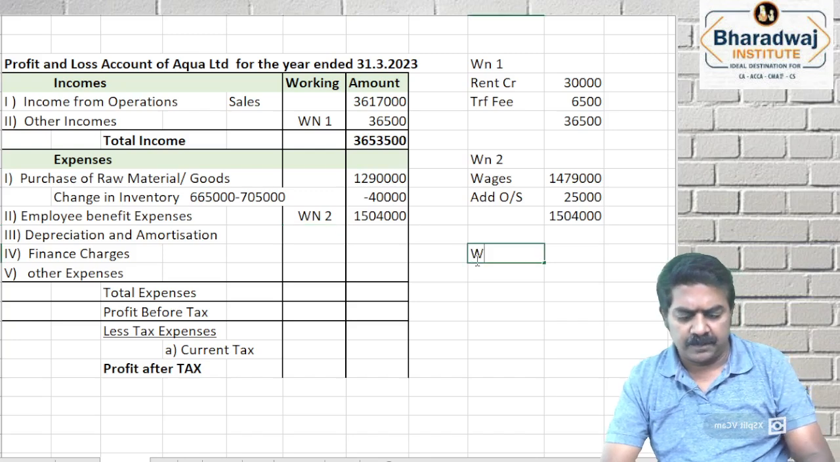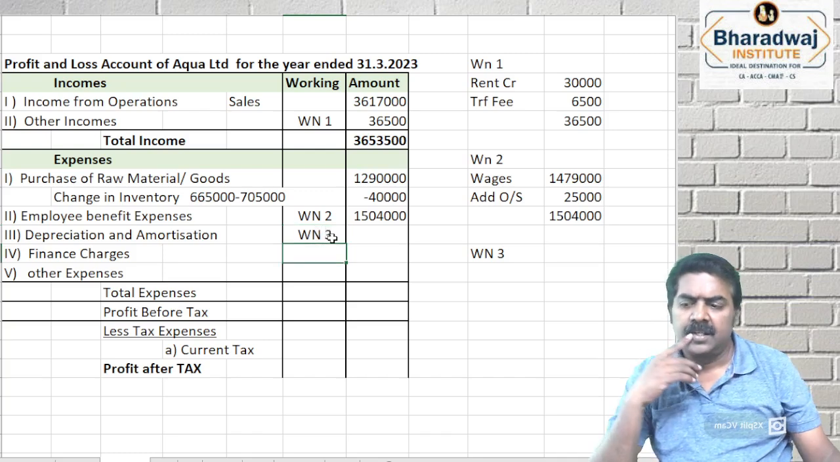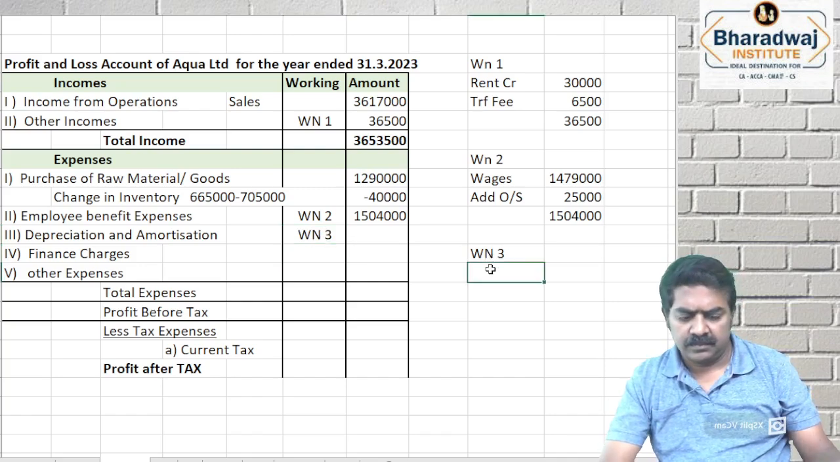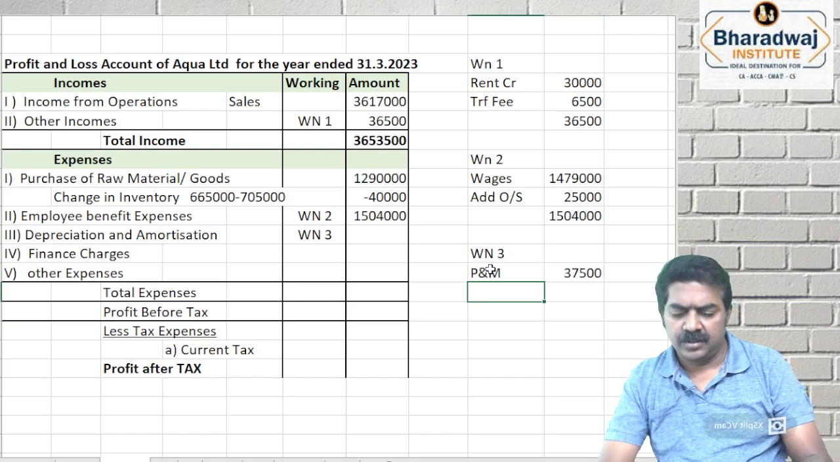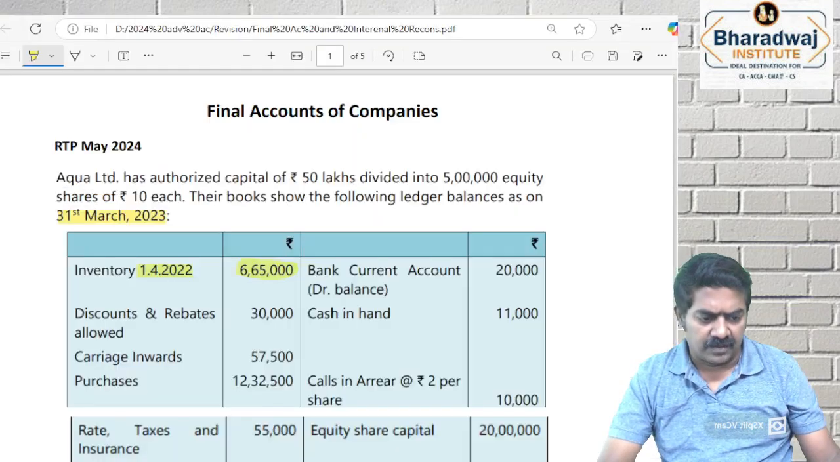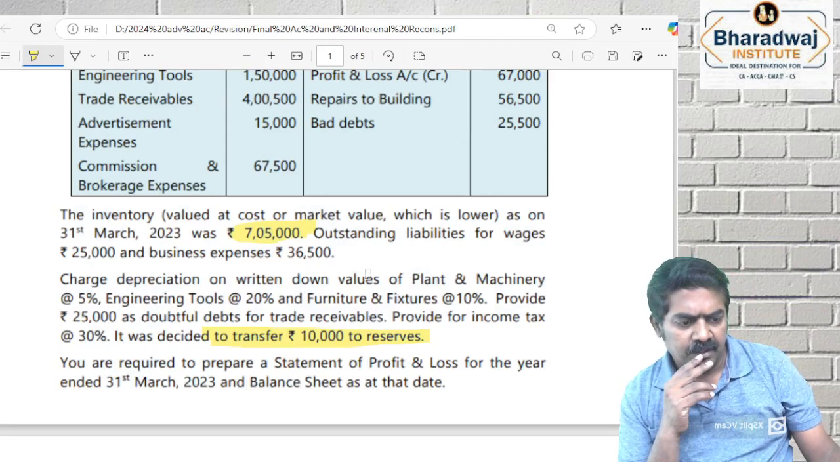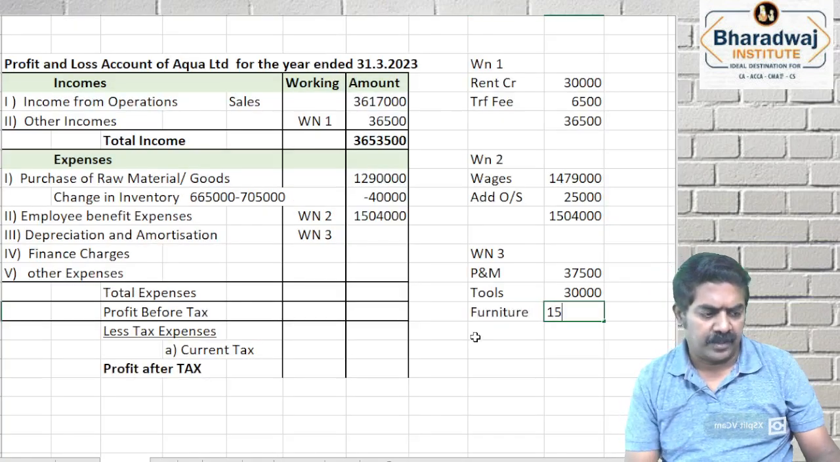Depreciation and amortization. What and all will come? Plant and machinery, 37,500 approx. Tools, 30,000. Rates are also given. Plant and machinery 5%, tools 20%, furniture how much? 15,000. Anything else?